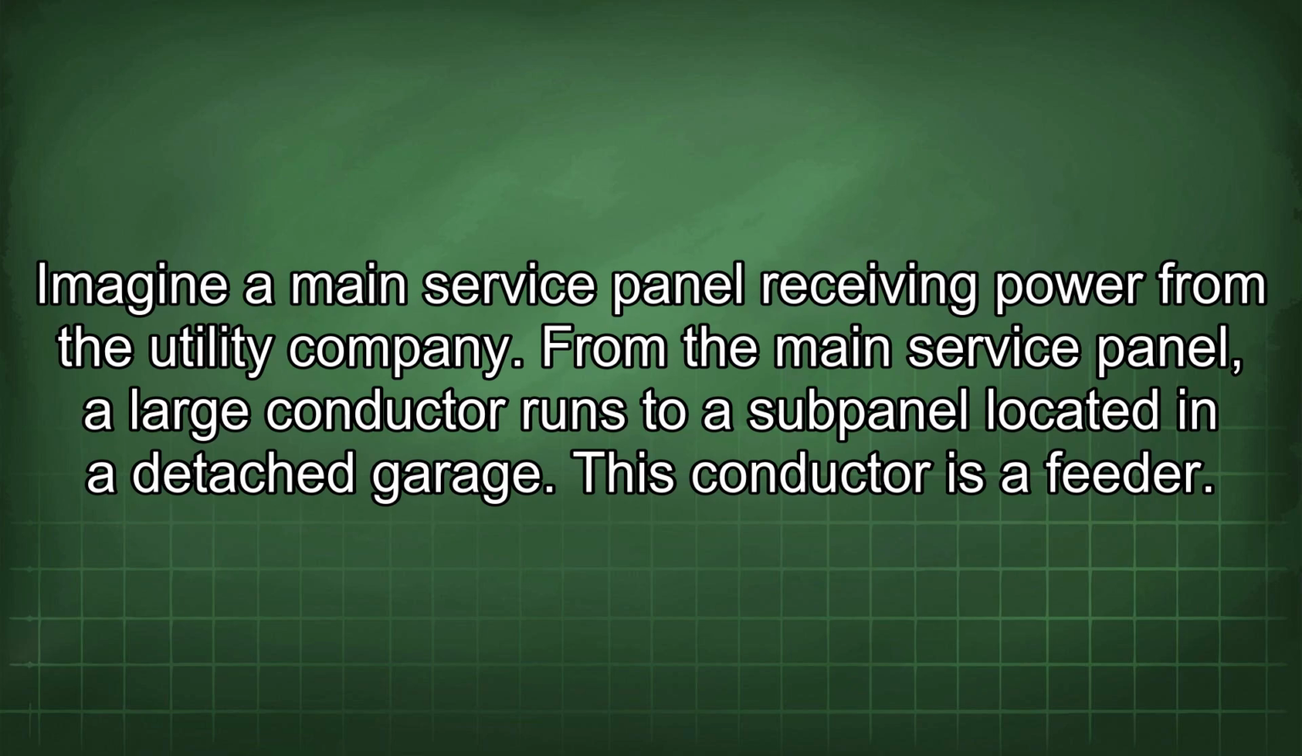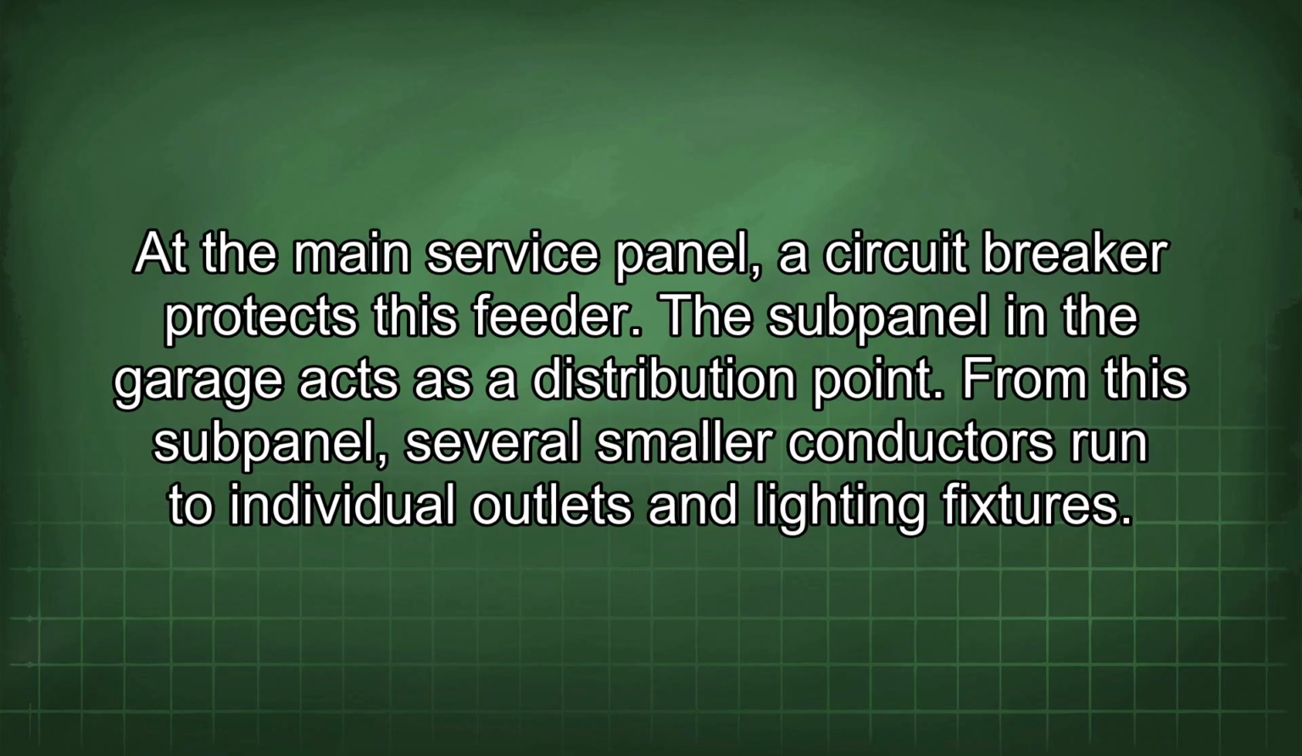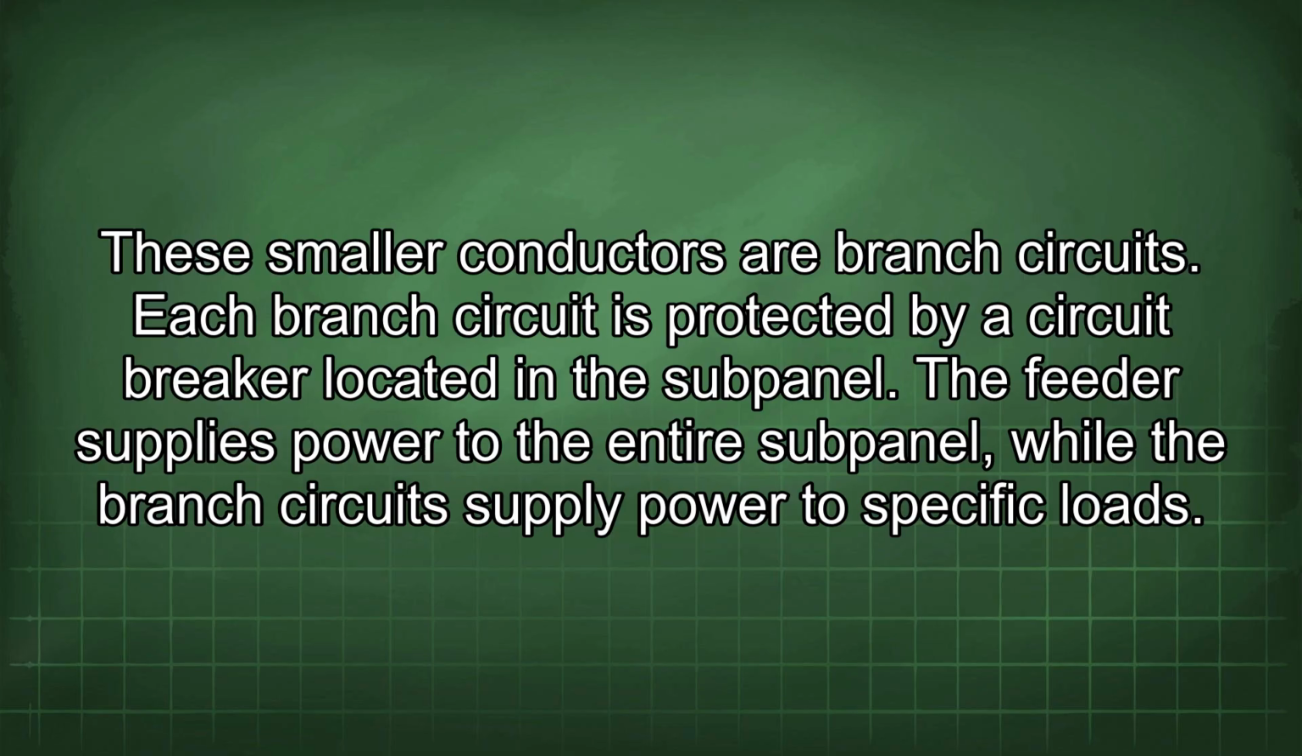Imagine a main service panel receiving power from the utility company. From the main service panel, a large conductor runs to a subpanel located in a detached garage. This conductor is a feeder. At the main service panel, a circuit breaker protects this feeder. The subpanel in the garage acts as a distribution point. From this subpanel, several smaller conductors run to individual outlets and lighting fixtures. These smaller conductors are branch circuits. Each branch circuit is protected by a circuit breaker located in the subpanel. The feeder supplies power to the entire subpanel, while the branch circuits supply power to specific loads.